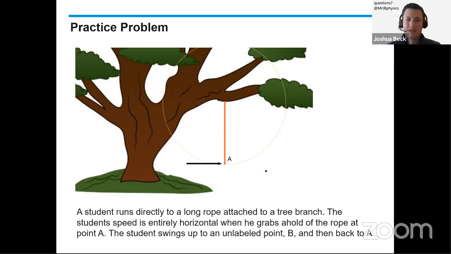Talked a little bit about how pendulums can be modeled as simple harmonic oscillators, as long as it's a simple pendulum, as long as it's a fairly small angle. So we're going to take a student, they're going to run directly up to a long rope that's attached to a tree branch. The speed is entirely horizontal when he grabs hold of the rope at point A. They'll swing up to an unlabeled point B. So somewhere up here, we're going to have another point B.